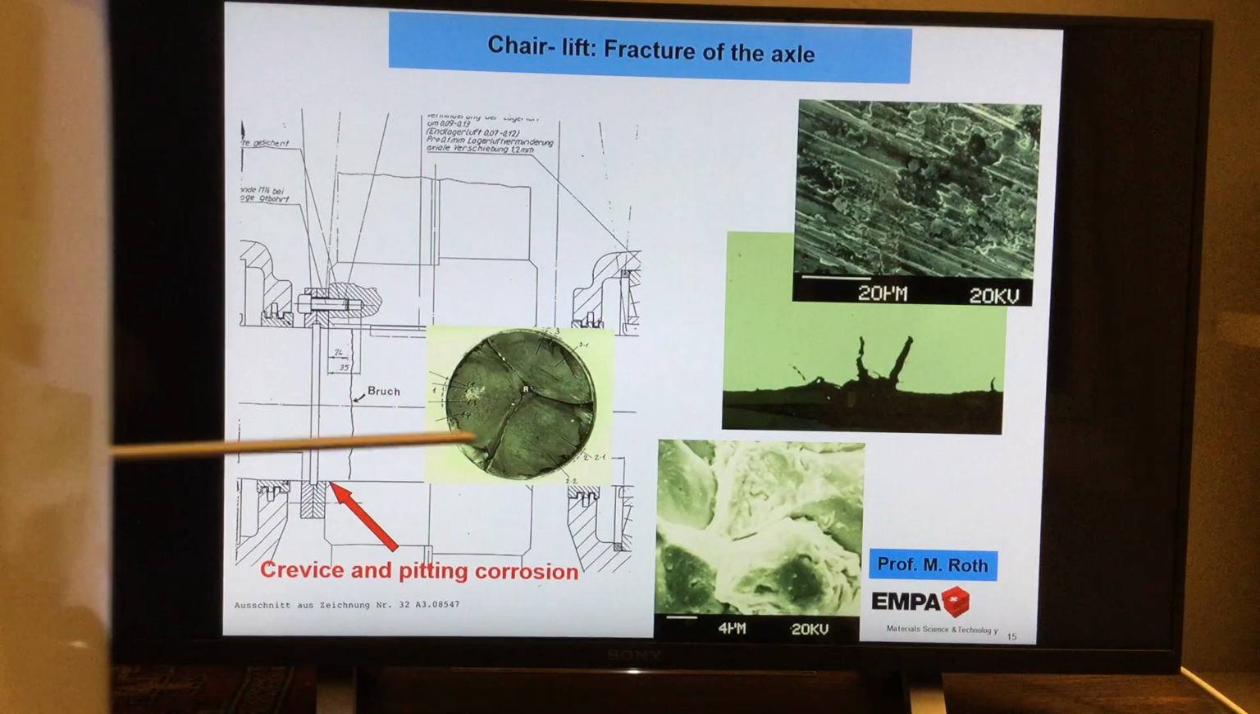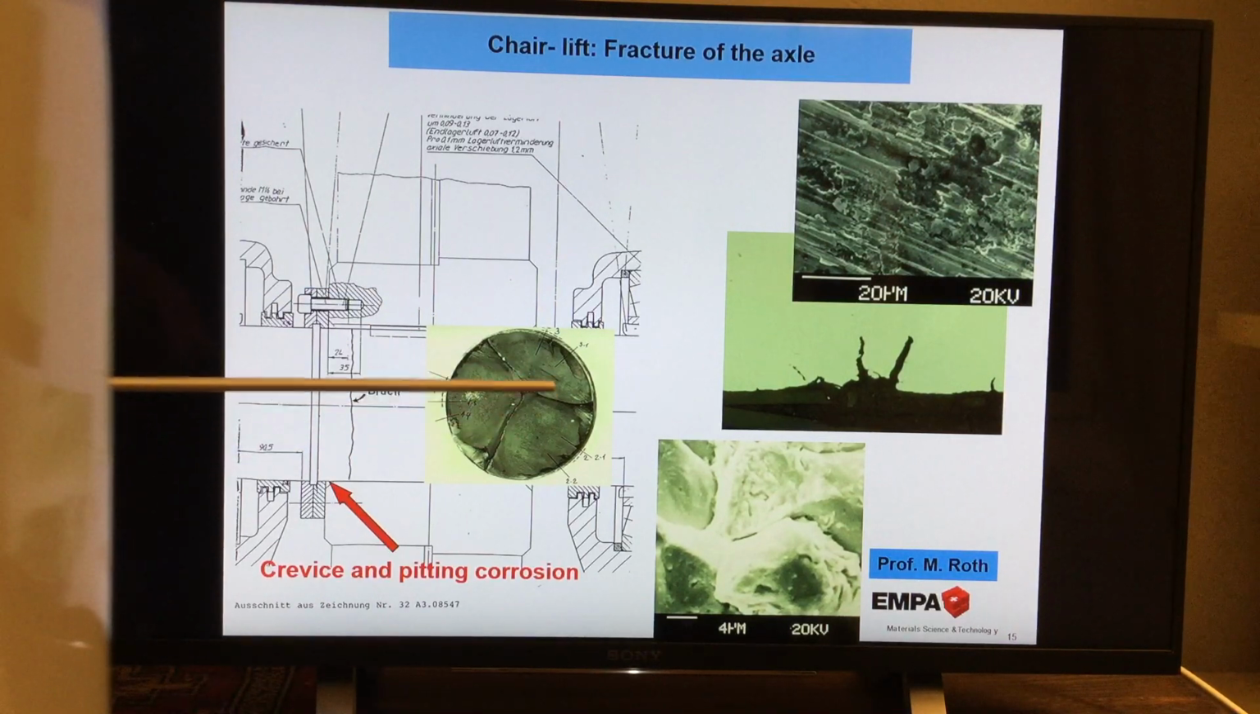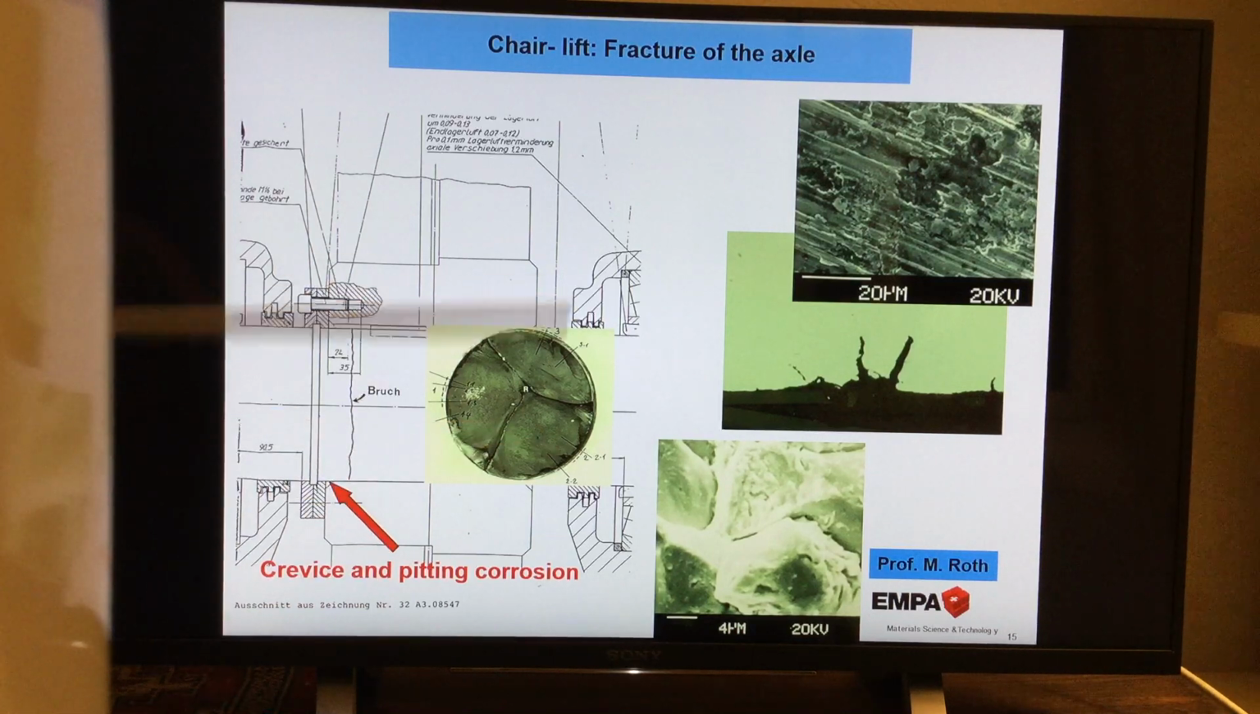So that was an extremely lesson for us and also for the manufacturer, that this may happen, because again this component has a very, very low nominal stress. However, due to this mechanism, crevice and pitting corrosion, this could happen here.